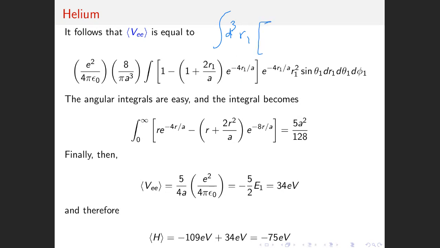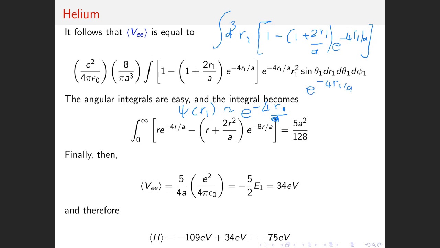So if you look at the previous slide, with 1 plus 2r1 over a e to the minus 4r1 over a, but the wave function for psi r1 also has 4r1 over a. So you still have to multiply that by minus 4r1 over a. And this is just the usual volume element. Right? Now again, this entire integral doesn't really depend on phi, and I think also on d phi.